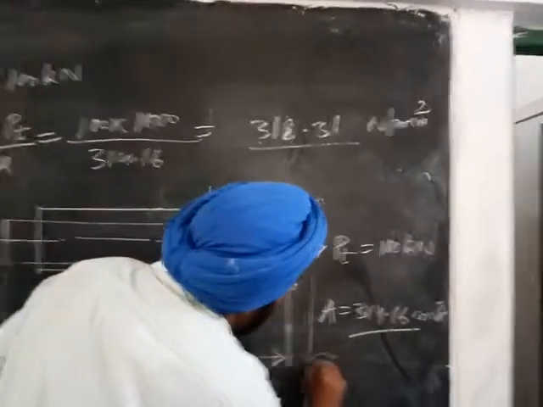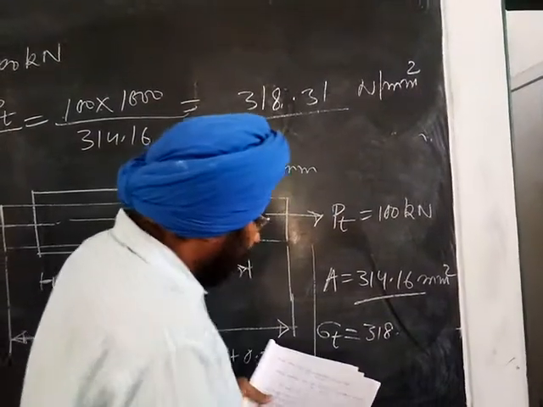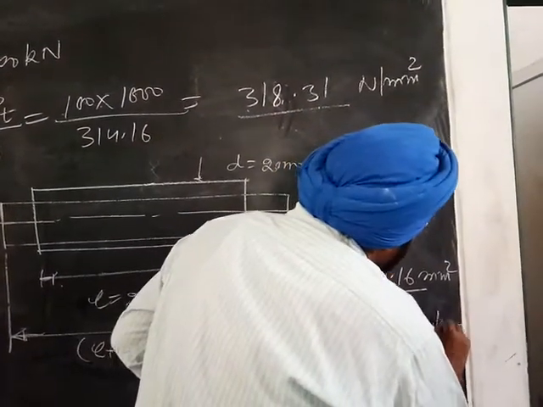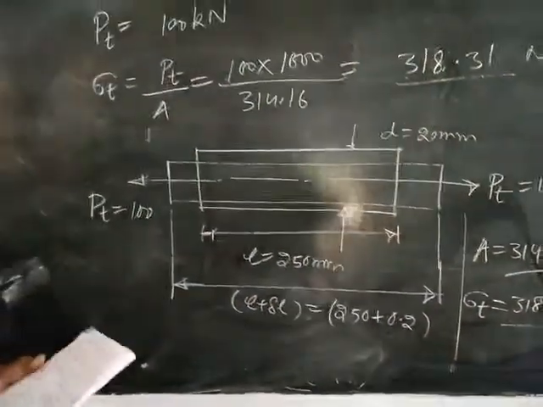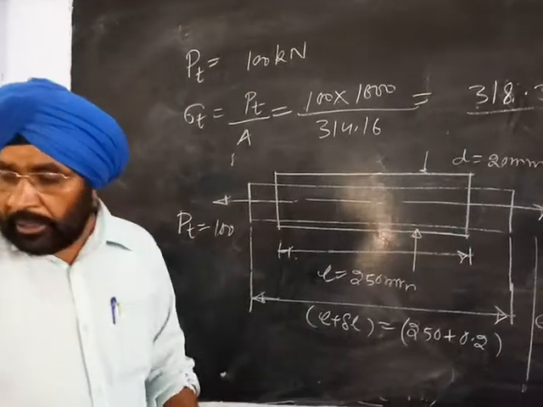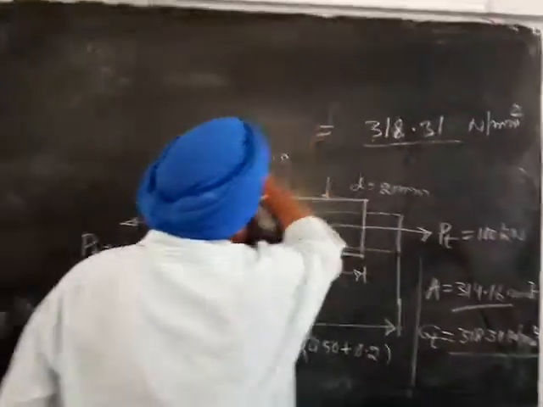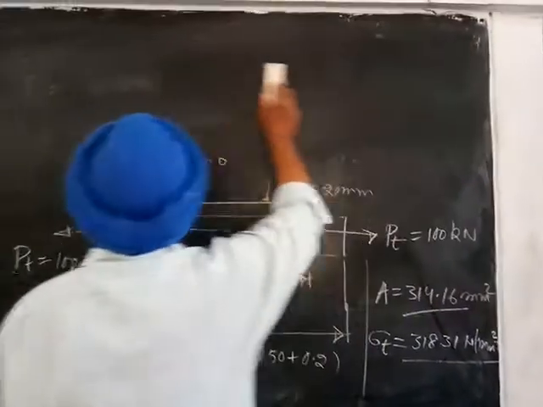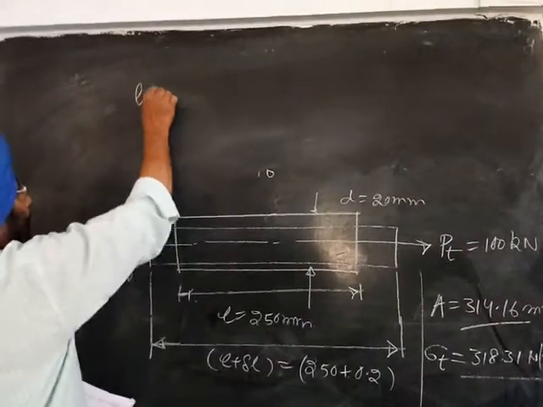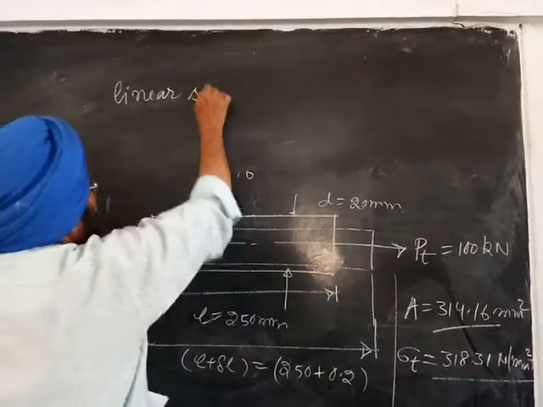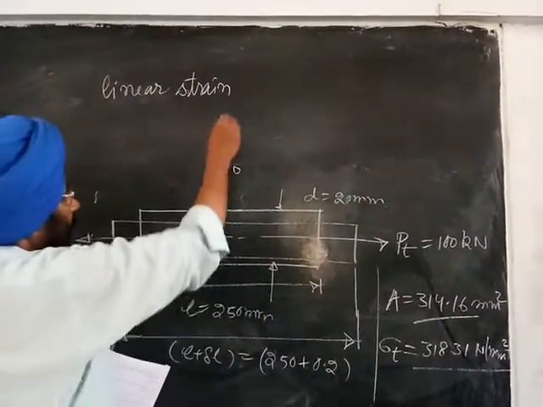So sigma t, tensile stress, its value is 318.31 Newton per square millimeter. So then tensile strain. What is tensile strain? Tensile strain is also called longitudinal strain or linear strain. So it is denoted by ET.